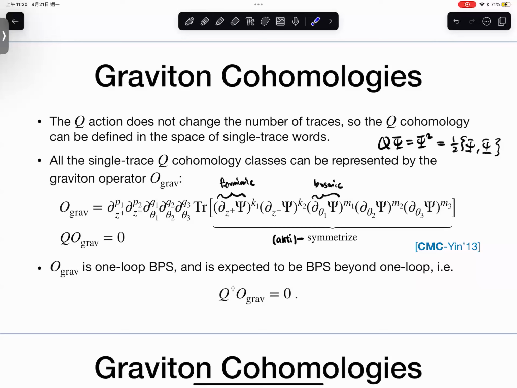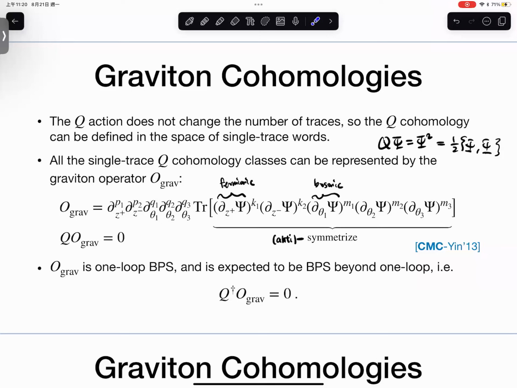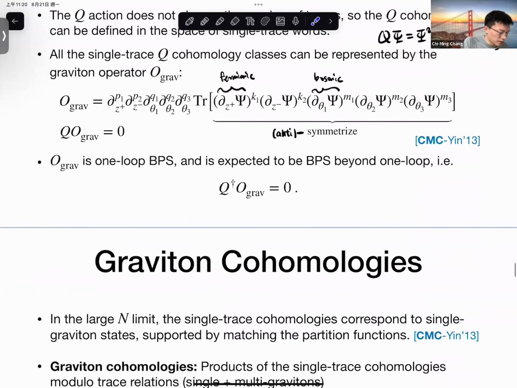But then what about his question? Yeah, I forgot the argument, but it's true that these are Q exact. The argument I just gave does not involve the extra derivative, but even if you have the extra derivative, you can still argue that it is annihilated by Q. I forgot a quick argument for this statement. Okay, thanks. Okay, good. We can continue.